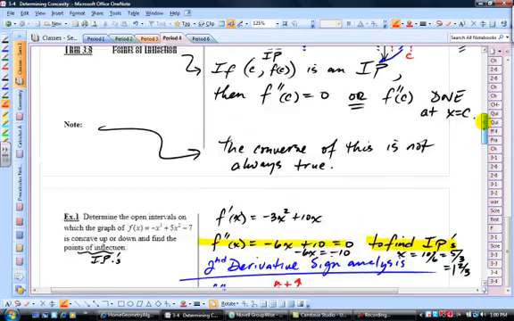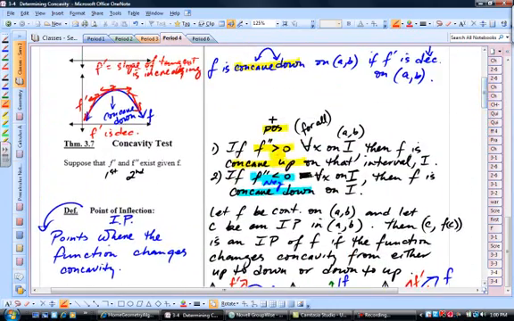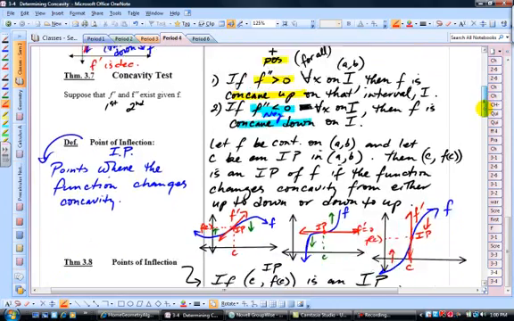Let's go back up to what I said earlier right here on the concavity test. I said if the second derivative is positive, it's concave up. If the second derivative is negative, it's concave down. Okay, that is our concavity test.